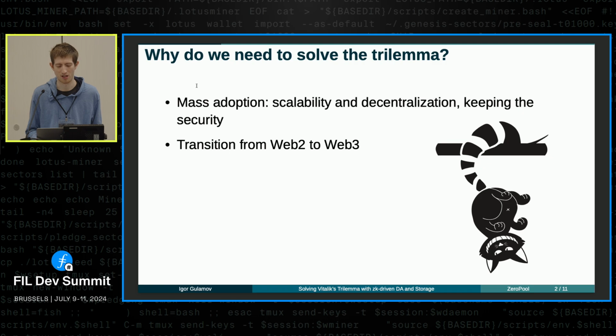Why we need to solve the trilemma? For mass adoption, we need more scalability and decentralization, keeping the security, and transition from Web 2 to Web 3. We can observe this transition, for example, in Farcaster, but I hope we will see a lot of new Web3 applications for problems which were solved the Web2 way in future.